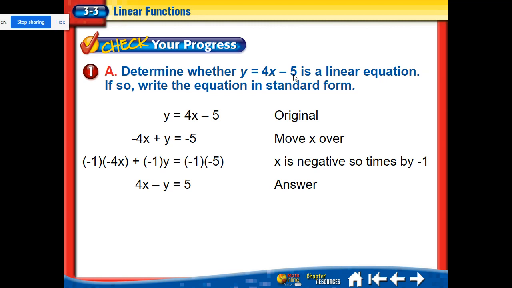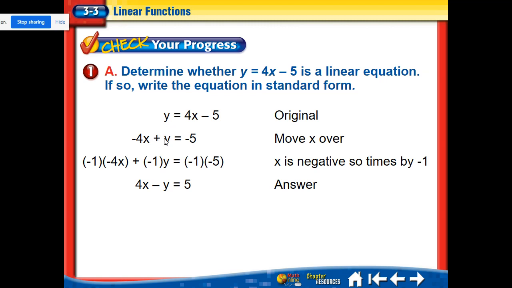Y equals 4x minus 5. There's no other variable. There's no squares or square roots, and they're not times each other. So we're good. So here's the original problem. This 4x is on the wrong side, so I got to move it over. And remember, when I move it over, I got to make it negative. So I have -4x plus y equals -5.